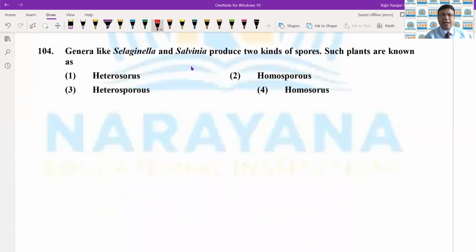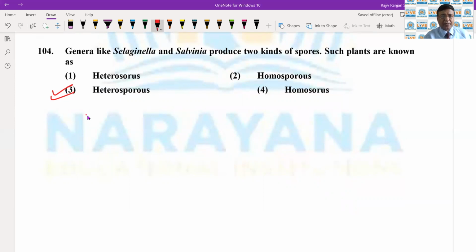Genera like Selaginella and Salvinia produce two kinds of spores. Such plants are known as 1. Heterosporous, 2. Homosporous, 3. Heterosporous, and 4. Homosporous. So the correct option is 3. Heterosporous. Heterospory is the phenomenon in which the two kinds of spores are produced by the same plant. One is the microspore and the other is the megaspore.